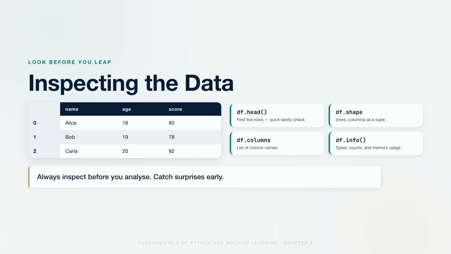A common command is head. This shows the first few rows of the data frame. Another usual command is shape. This tells us how many rows and columns are in the dataset. For example, if we have 100, 5, that means the dataset has 100 rows and 5 columns. We can also check the column names.